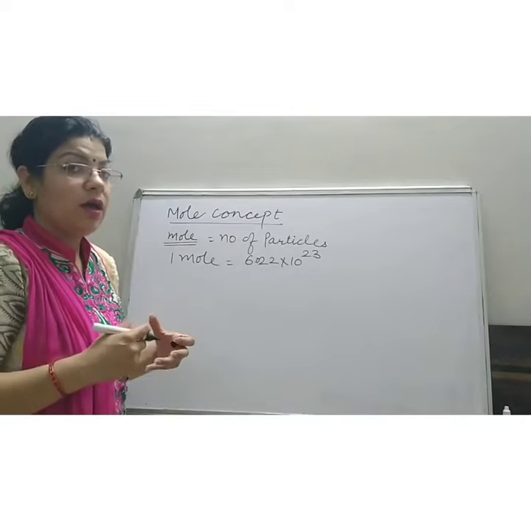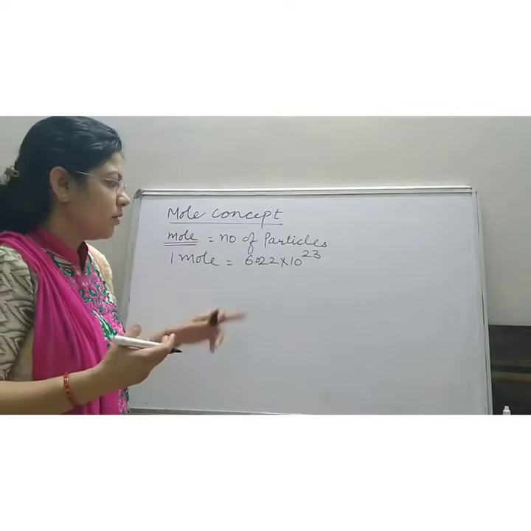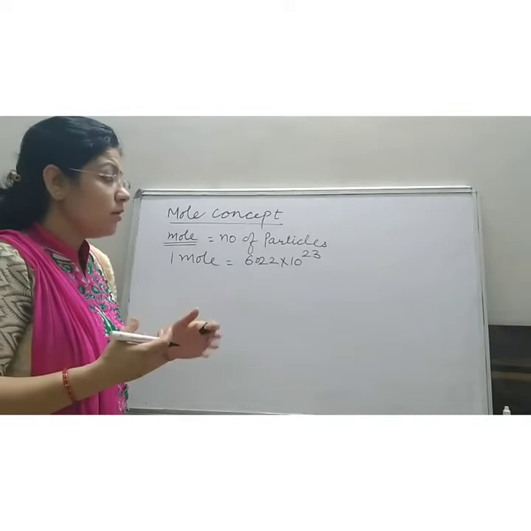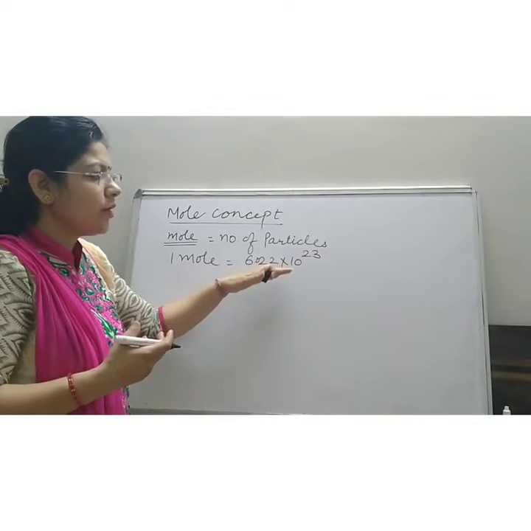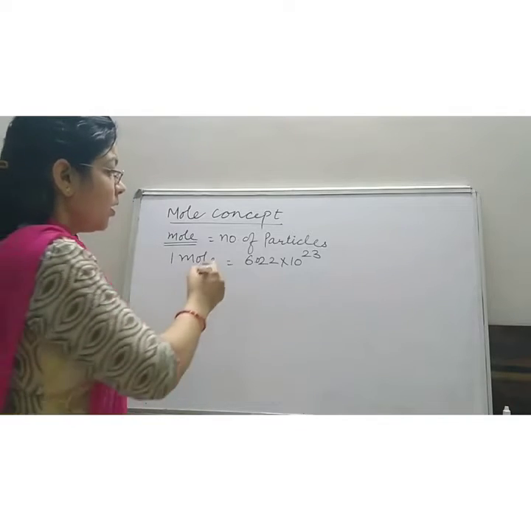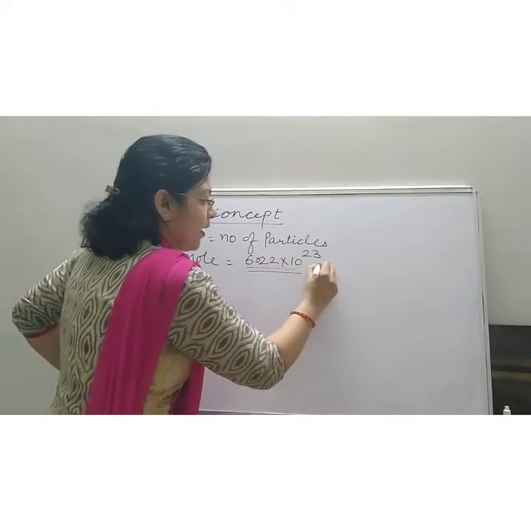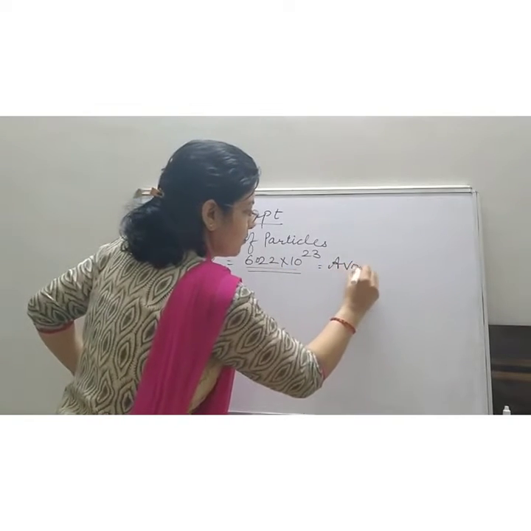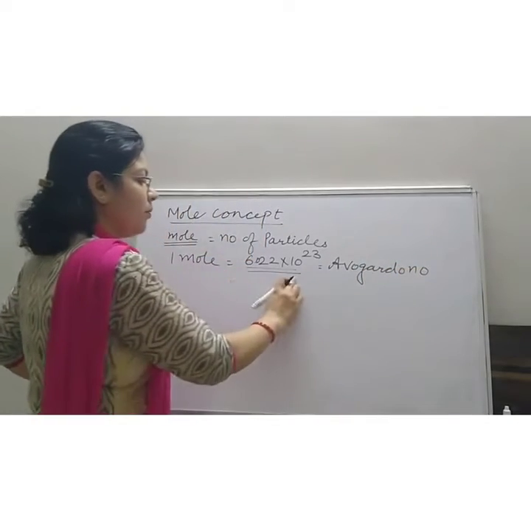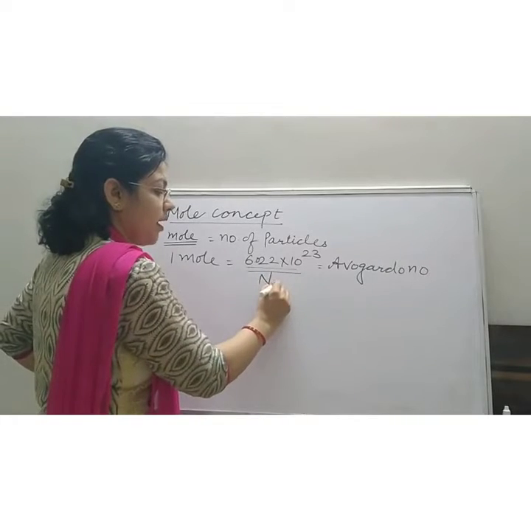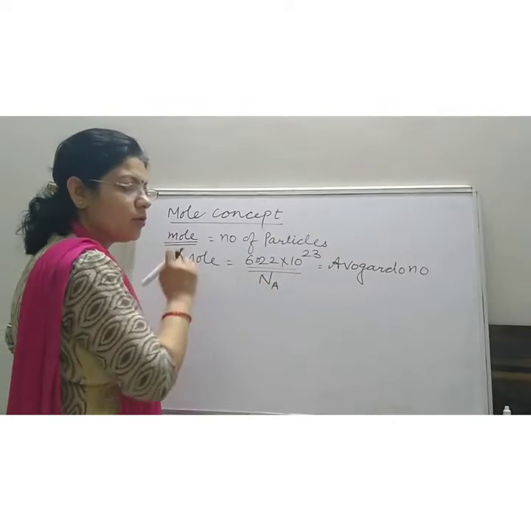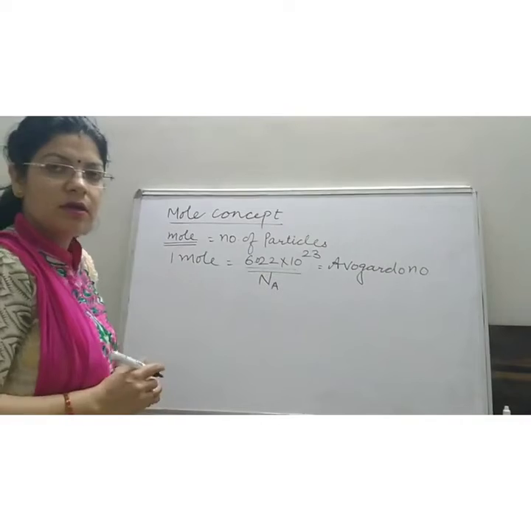Particles means if we are used to measure atoms, then 6.022 into 10 raised to power 23 atoms. If we are used to measure molecules, then 6.022 into 10 raised to power 23 molecules are present in that substance. This number is also known as Avogadro number and can be represented by Na. Here N is the number of the particles and A is for the name of the scientist, Avogadro.